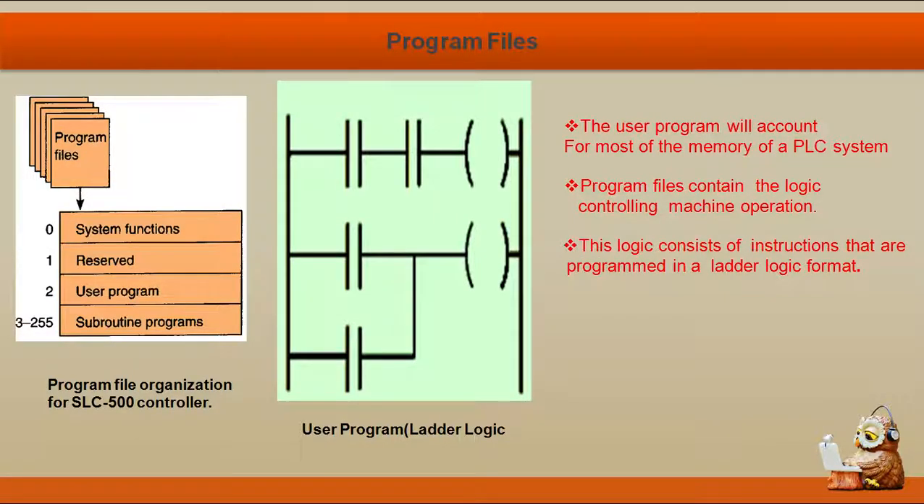Now, how are the programming files arranged? The programming files we have are for the SLC 500 controller. There are also 5000 controllers, but we have just taken a 500 controller. The program files are: zero is system functions, one is reserved, then two is user programs, then 3 to 255 are subroutine programs. There are a total of 256 locations per file. The user program will account for most of the memory of the PLC system.